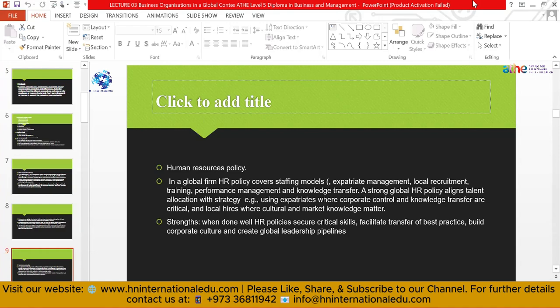So what is the crux of this paragraph? In an organization, when it's a multinational, you have to hire people from other countries as well, and you have to hire people from your own country as well. Then you are able to produce excellent strategies and policies as well. Strengths, when done well, the HR policies secure critical skills, facilitate the transfer of best practices, build the corporate culture, and create global leadership pipelines. And only then you actually intervene in different parts of the countries because you have people from different parts of the world.